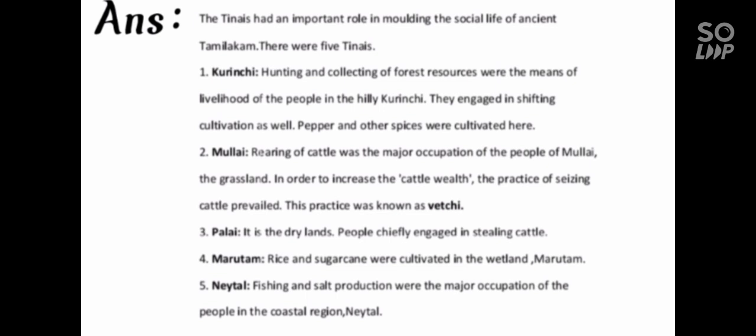Mullai: rearing of cattle was the major occupation of the people of Mullai, the grassland. In order to increase the cattle wealth, the practice of seizing cattle prevailed. This practice was known as vetchi. Palai: it is the dry land. People chiefly engaged in stealing cattle. Marudam: rice and sugarcane were cultivated in the wetland, Marudam. Neithal: fishing and salt production were the major occupations of the people in the coastal region, Neithal.